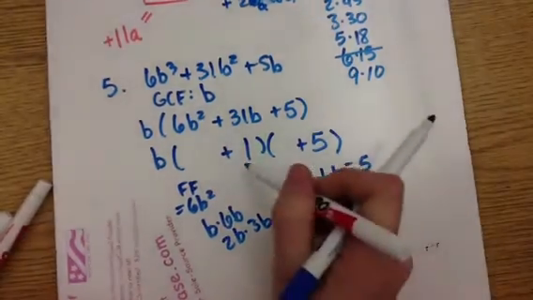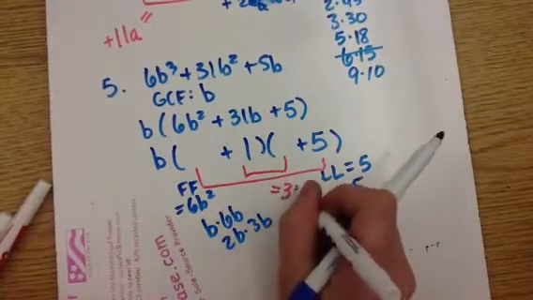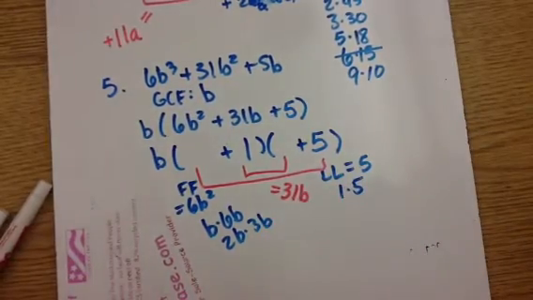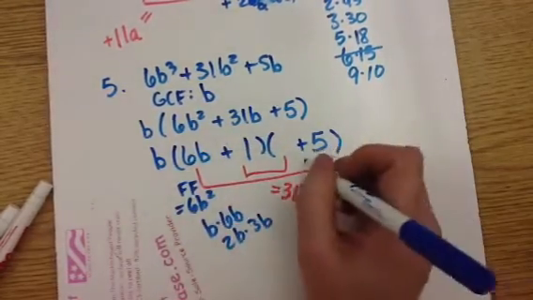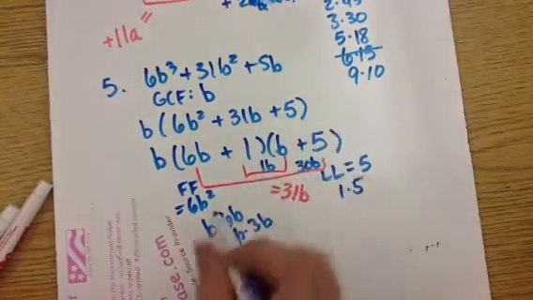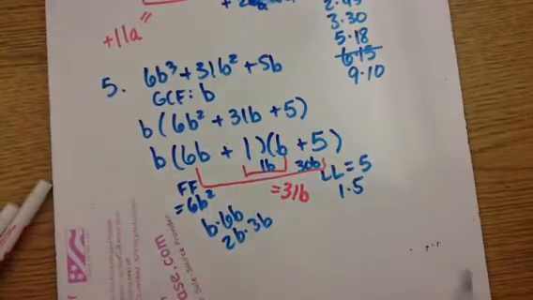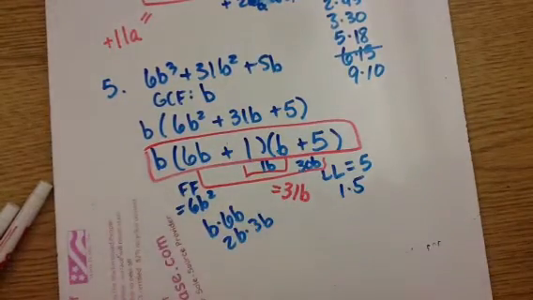And I need my inside and outside products to add to be 31b. So in this one I can tell already it's going to be 6b times 5 is 30b, and then b times 1 is 1b. That gives me 31b. So b times 6b plus 1 times b plus 5.